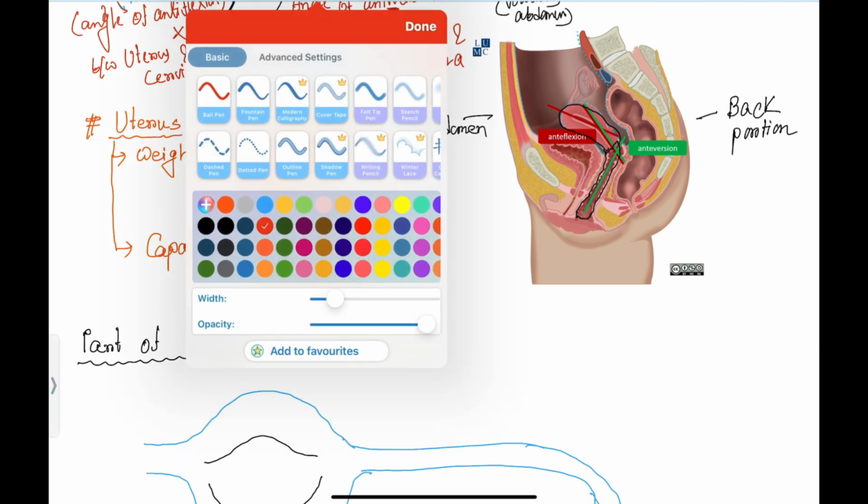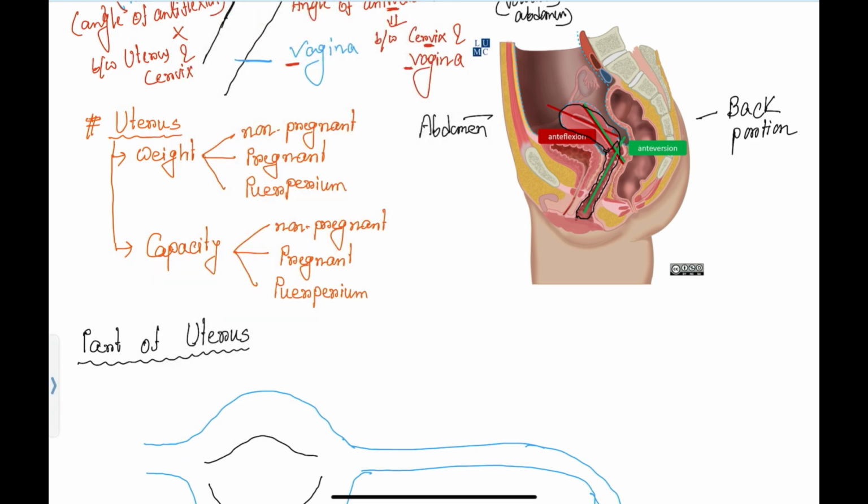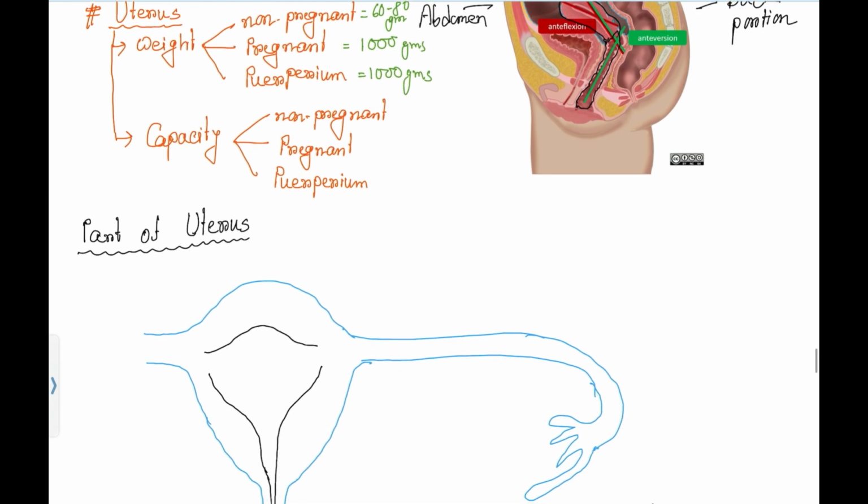Now coming to one important thing: you need to remember the weight of the uterus during the non-pregnant stage. The weight will be approximately 60 to 80 grams, and this is important because many times an MCQ comes from this. In the pregnant and puerperium periods the weight is 1000 grams. Both in the pregnant stage and the puerperium stage it is 1000 grams.